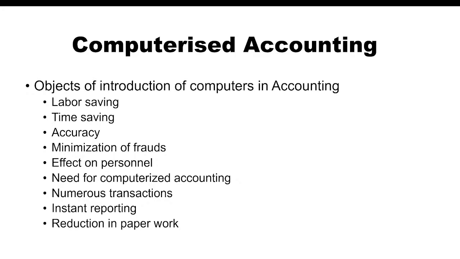Reduction in paperwork. A manual accounting system will require large storage space to keep accounting records, books, vouchers and documents. But with a computer, there is minimal paperwork.